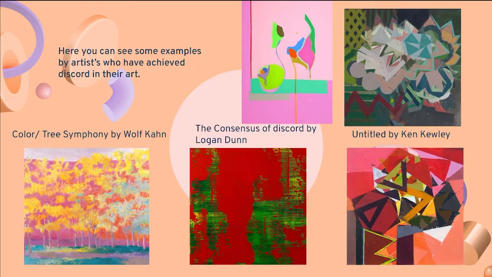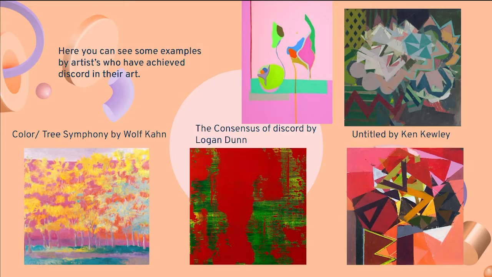The second one is The Consensus of Discord by Logan Dunn. The colors are, yes, complementary, but they feel so uncomfortable to look at. Like the red is very deep, but the green and yellow feel very icky to look at.